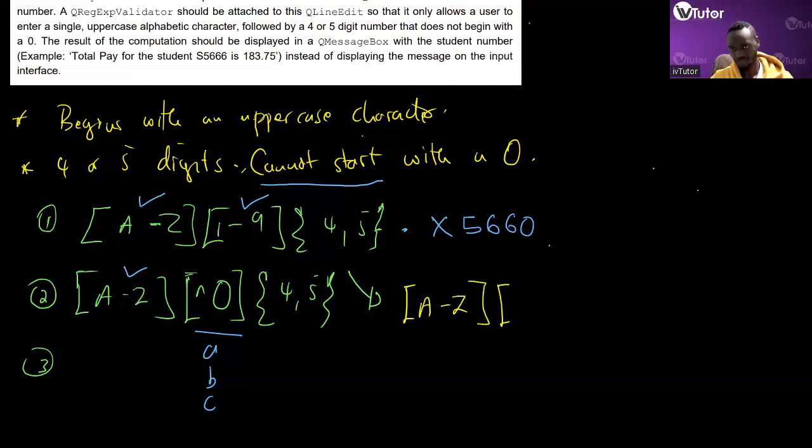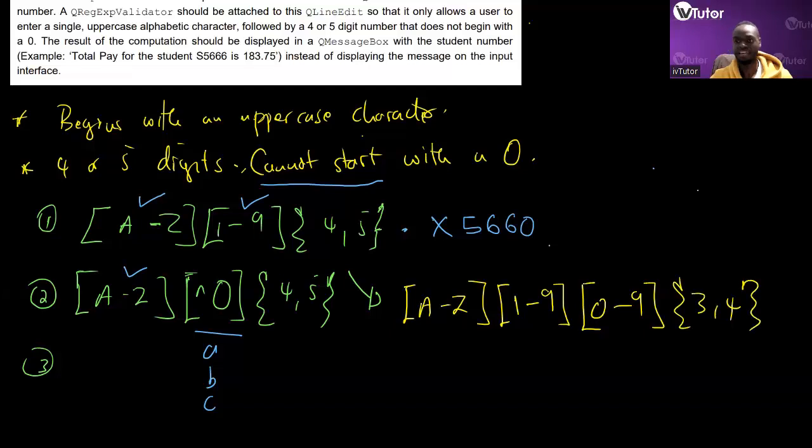The first digit must be a 1 to 9. Now that leaves us with 3 to 4 digits, because in total it's 4 to 5. But the first one has been taken care of. So now I can put any digit that I want. So I can go 0 to 9, or I can use \d. If I use 0 to 9, I can then go the last 3 to 4 digits can be anything.